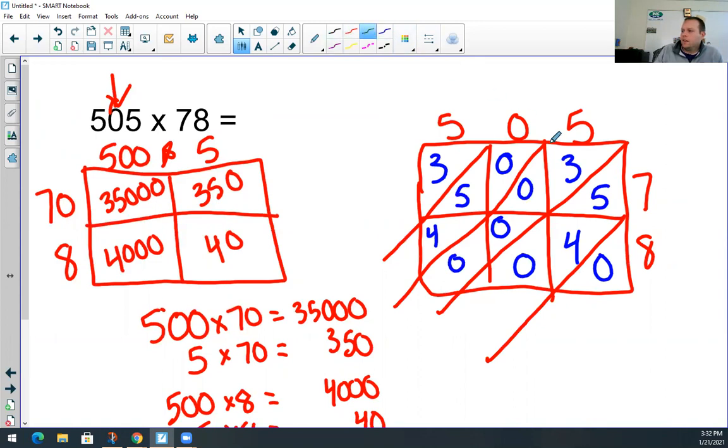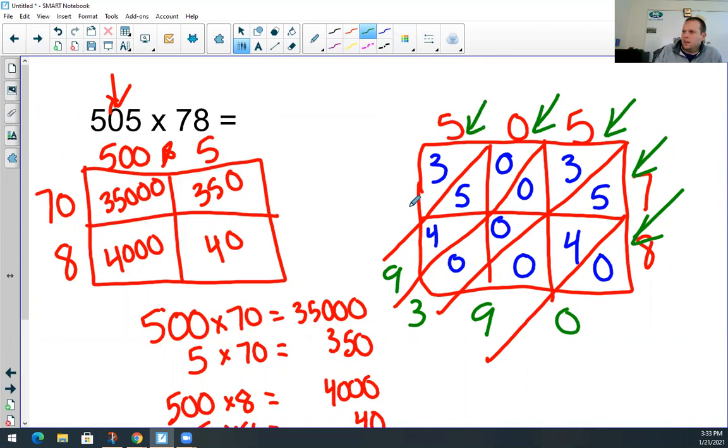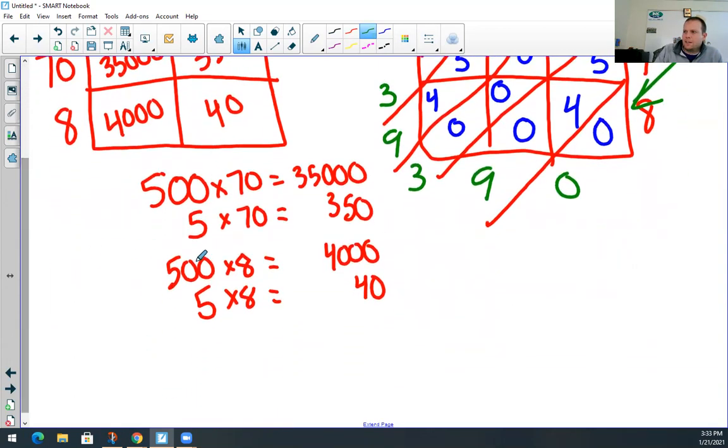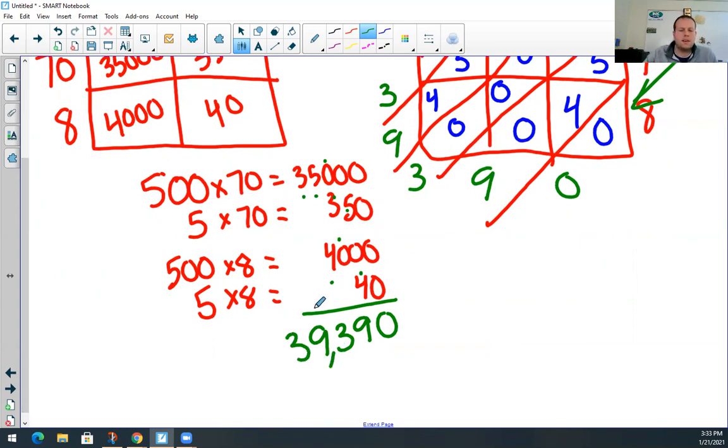Counting, let me do green. Adding my diagonals, this would be 0. This would be 9. This diagonal is just 3 plus a bunch of zeros is 3. Again, 4 plus 5 is 9. And then 3. So we have 39,390. Let's see if I'm right. I'll add up my partial products here. Zeros give me 0. 5 plus 4 is 9. 0 plus 3 plus 0 is 3. 4 and 5 is 9 again. And then I just have 3. So yeah, 39,390.